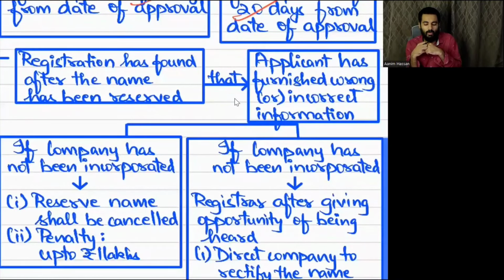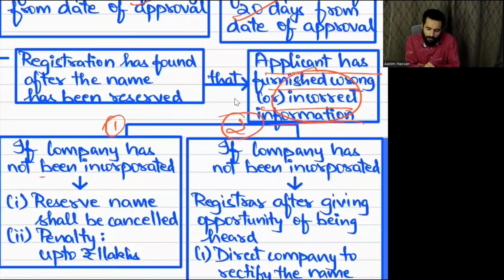Suppose the registrar finds, after the name has been reserved, that the applicant furnished wrong or incorrect information. You give some information to the registrar to reserve the name, and that information is wrong. In that case there are two cases. First, where the company has been given a name but has not been incorporated: the name will be cancelled, and the penalty on the applicant is 1 lakh.